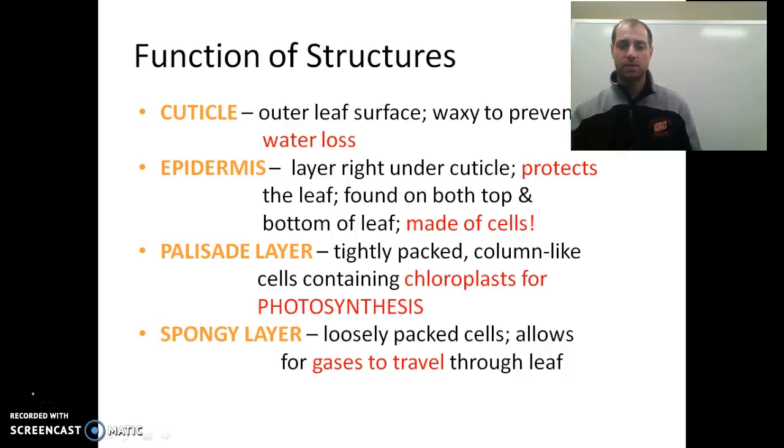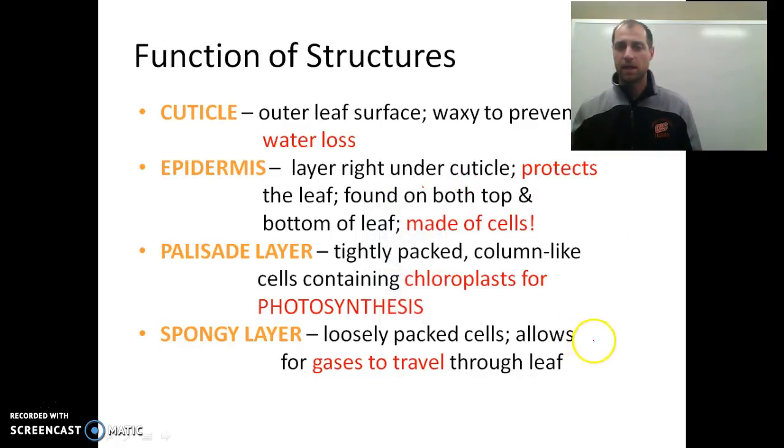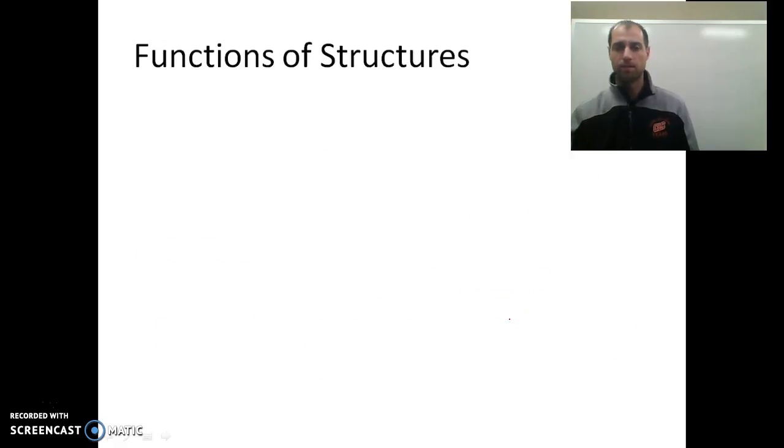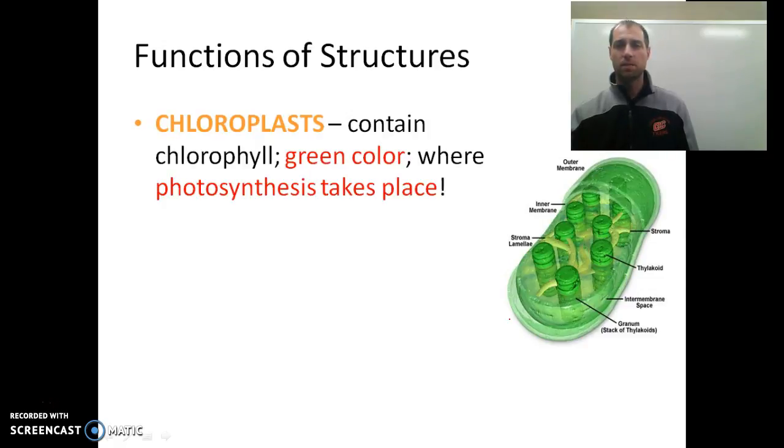So these gases, remember, are going to be CO2 and O2. Carbon dioxide is coming in, oxygen is going out. And we need a way for those gases to move between the chloroplasts in the palisade layer and the stomata. If we look at the chloroplasts, chloroplasts are going to contain chlorophyll, which gives plants their green color. And this is where photosynthesis takes place.